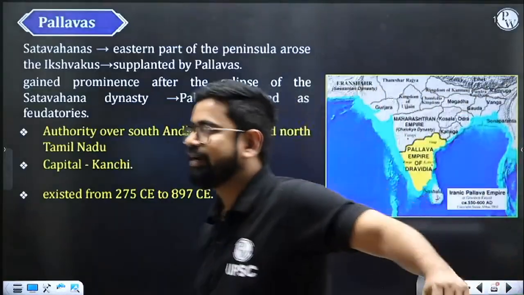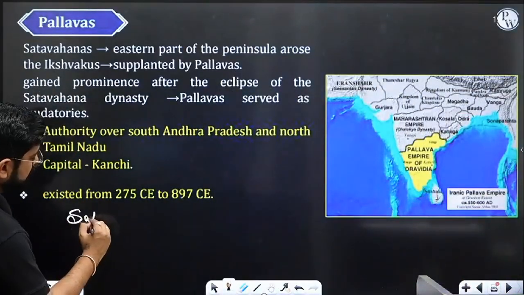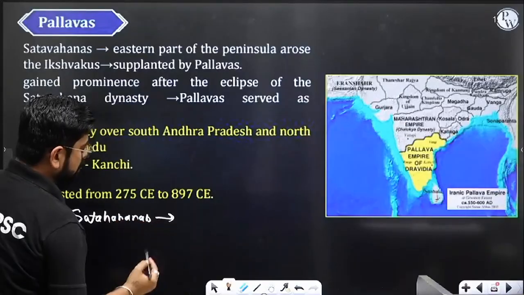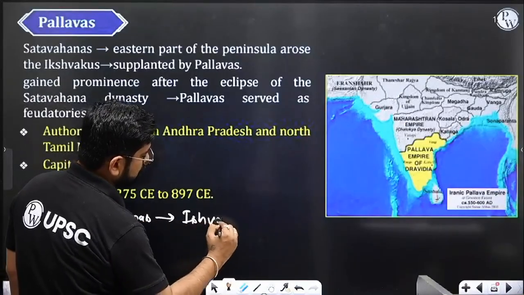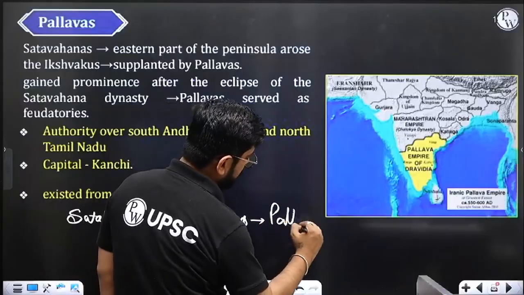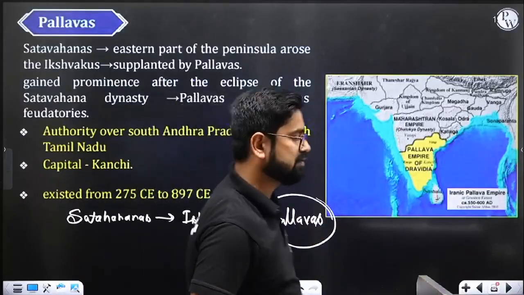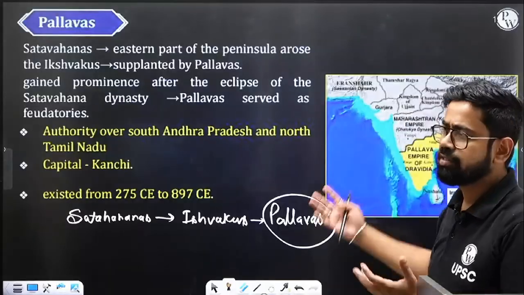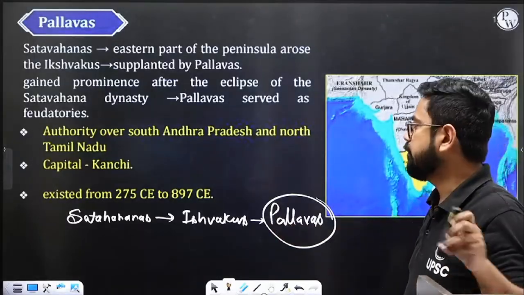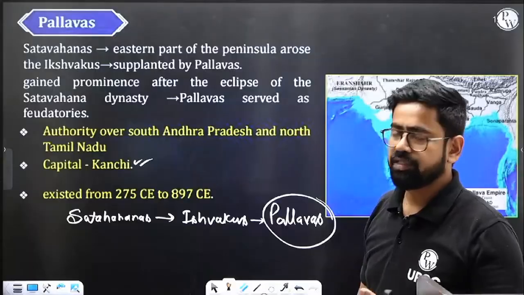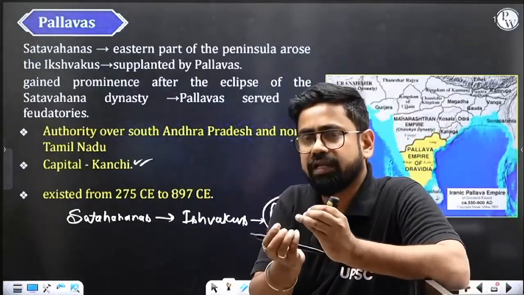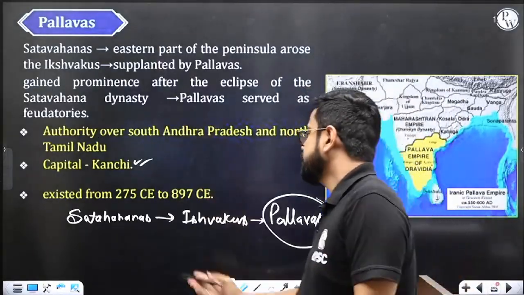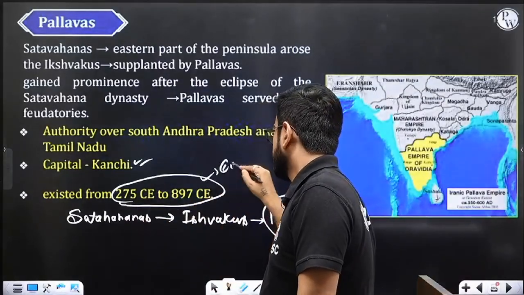Also, they were feudatories of the Satavahanas. After the Satavahanas declined, for some time there were the Ikshvakus, and then the Pallavas came. The rise of the Pallavas will happen. Their capital is Kanchi, which we already know because of the fight with the Chalukyas. Overall, they exist as a small or big feudal state from 300 to 900, almost 600 years.